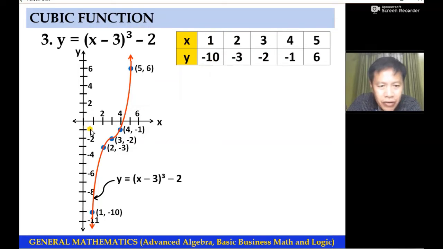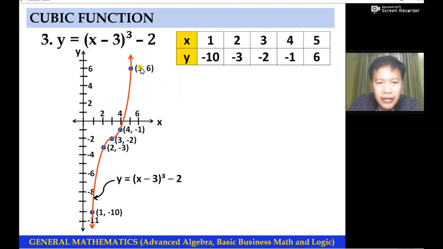1. Then count. 1, 2, 3, 4, 5, 6, 7, 8, 9, 10. This is our point with coordinates 1 and negative 10. These 2 points are symmetric with each other with respect to the point of symmetry. This is our point of symmetry.